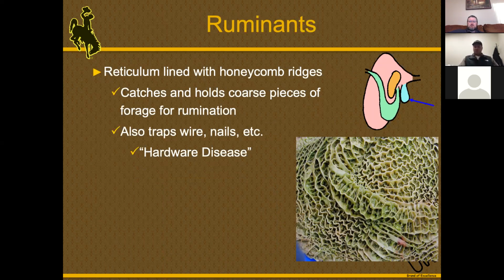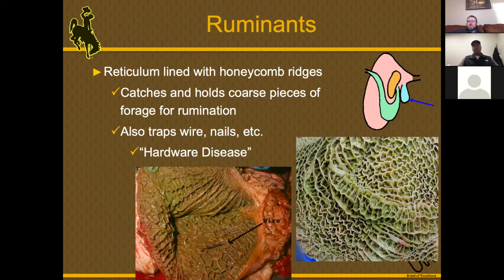If that nail is in there, it will actually start rubbing in that wall, cause an infection, cause irritation, and can actually poke through the wall, and a lot of times that would be pushing right up against the heart. So they've had animals die, and they'll have a nail in their heart, and that's where it came from, through the reticular wall there. So obviously once it gets to that point, they're going to die.